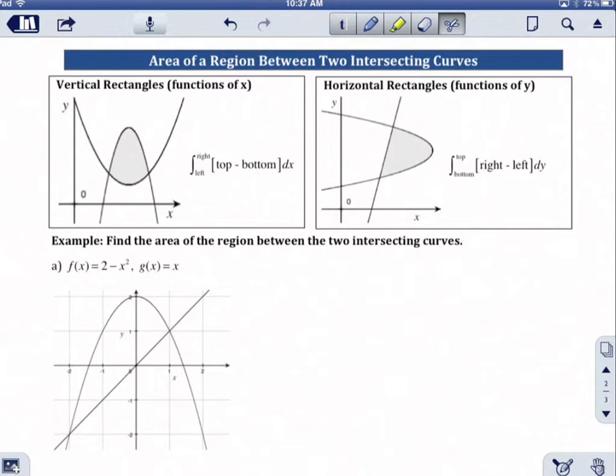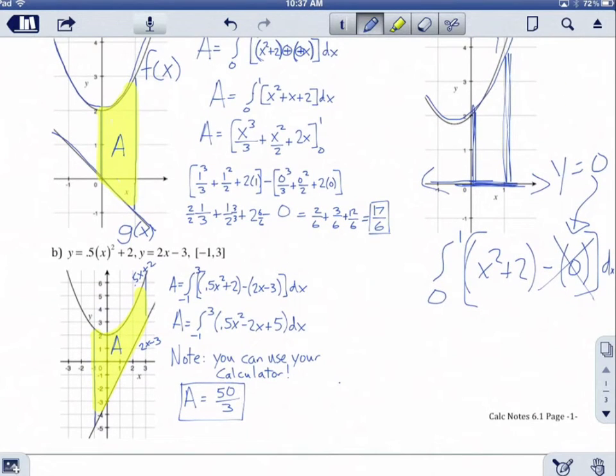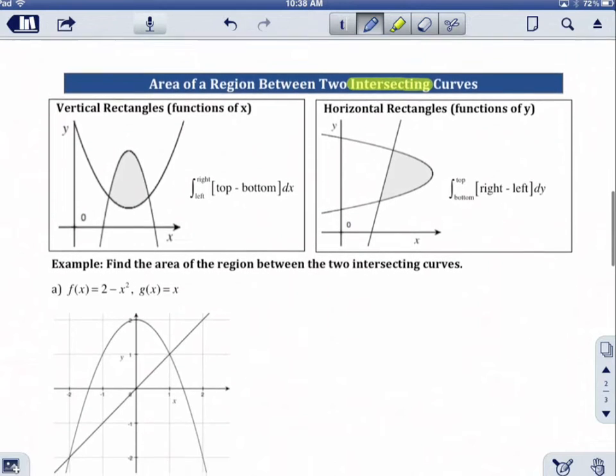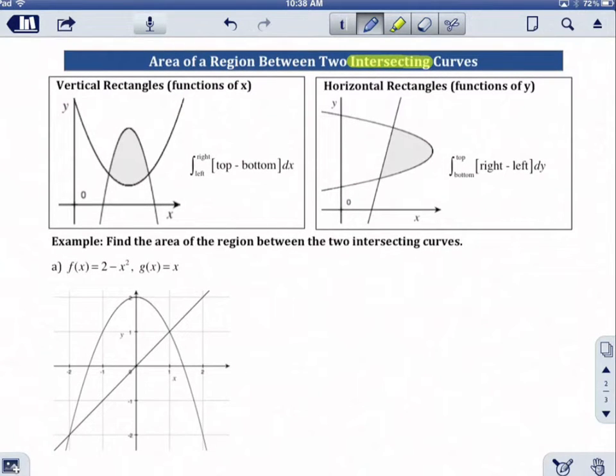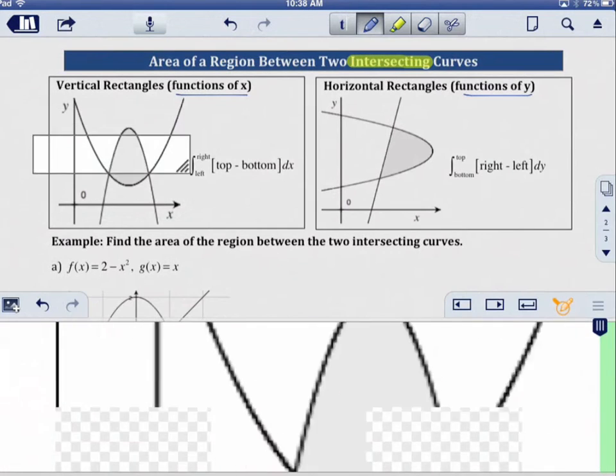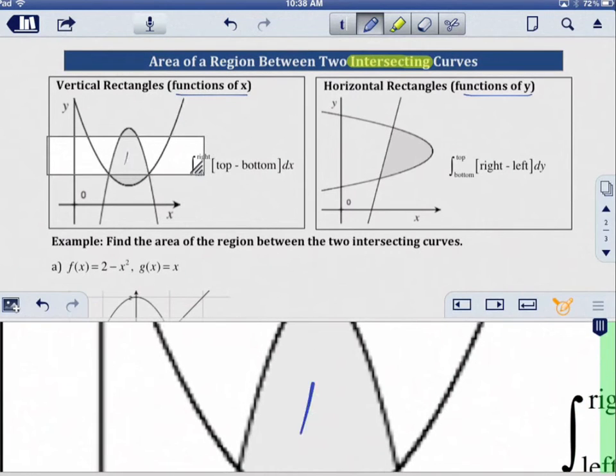Alright, next we want to talk about the area of a region between two intersecting curves. Okay, so you'll notice in all the previous examples we were going between two regions, and that would be given to you in the problem right here. Now what we're going to do is just say find the area of the region between the two curves. So we're going to take a look at two different types of functions. Functions of x as well as functions of y.